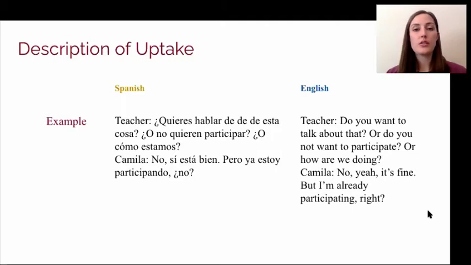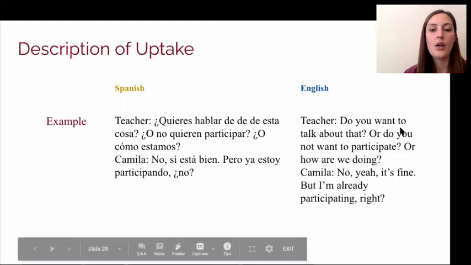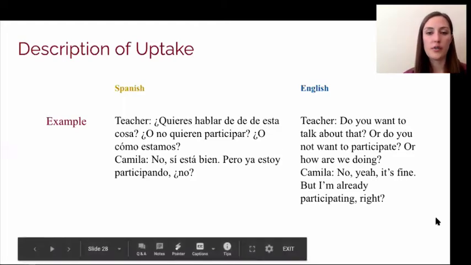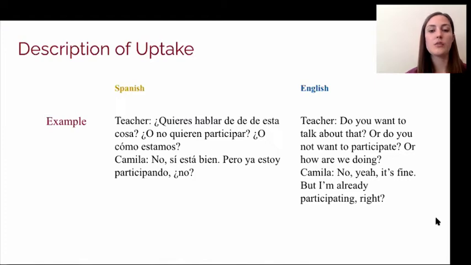It happened a little bit during teacher-fronted time as well, but sometimes during group work, she would ask questions that by themselves should elicit a one-word response, but they would be asked in a series, and so together they acted as a prompt for the student to answer with a couple full sentences. So for example, one time she asked one of the students, do you want to talk about that, or do you not want to participate, or how are we doing? And so she responded, no, yeah, it's fine, but I'm already participating, right? And so even though explicitly each of these questions might require only one word in response, together they act to elicit a longer response.